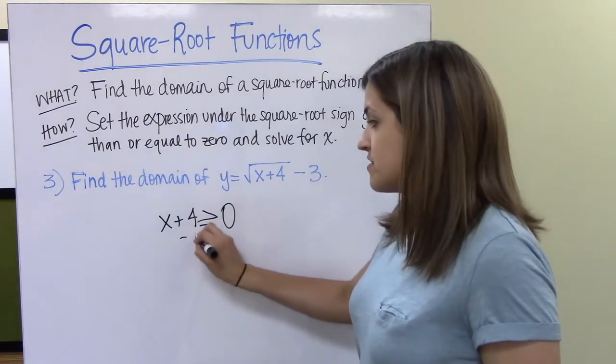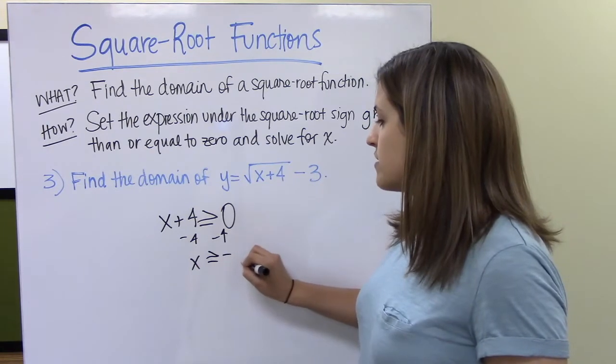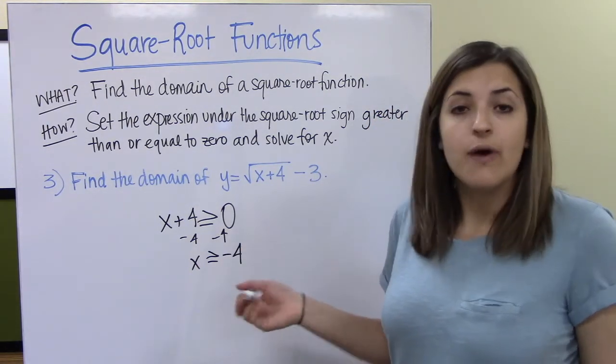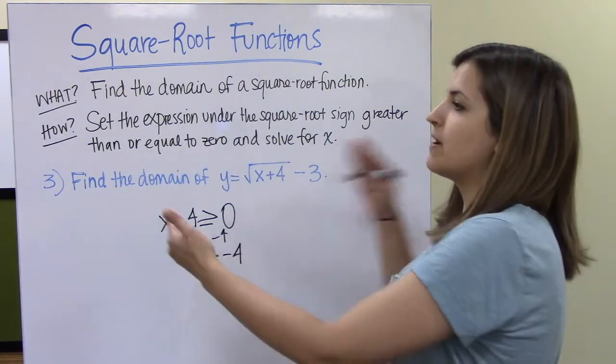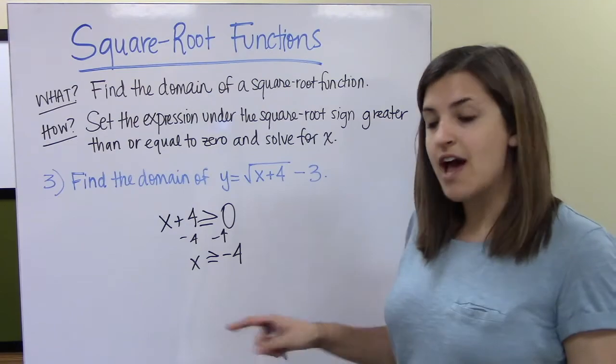So we simply have to subtract 4 from both sides, and we get that x is greater than or equal to negative 4. That's our domain. So x is all values bigger than or equal to negative 4. All right, let's use this and graph some functions.